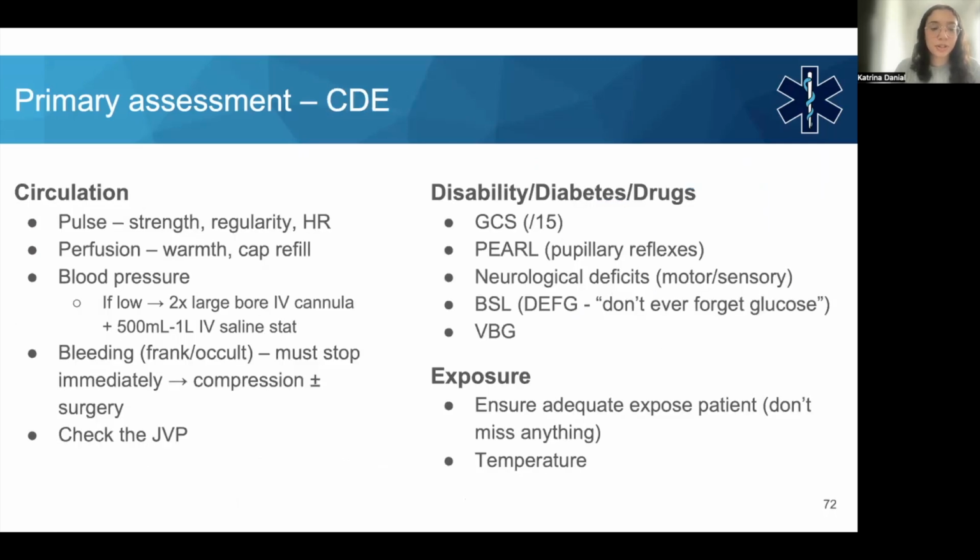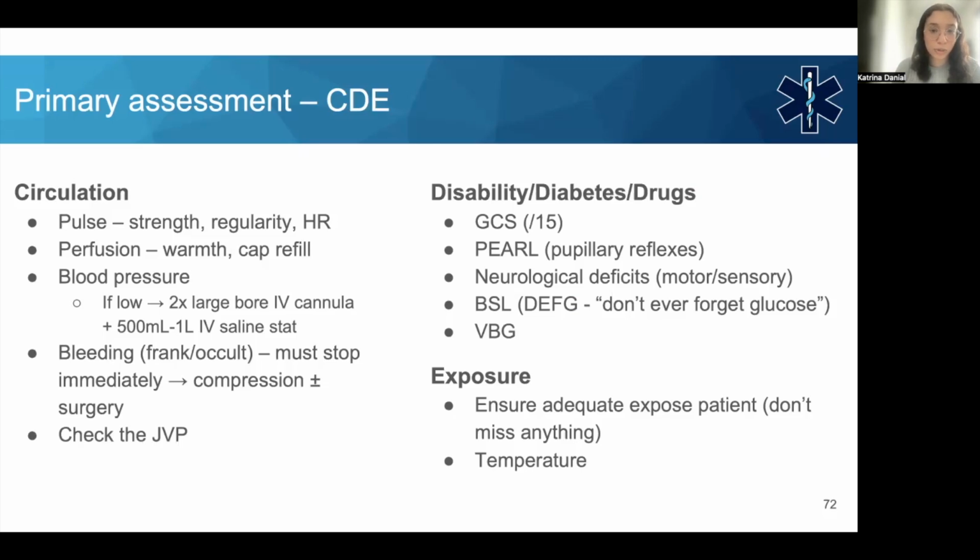So with circulation, you want to check, do they have a pulse? If there's no pulse, start CPR and get that ball rolling. If they have a pulse, you want to figure out how strong is it, okay? Is it regular or is it irregular? Are they in some sort of arrhythmia that's causing them to be unstable? Check their heart rate as well. And you want to check how perfused they are.